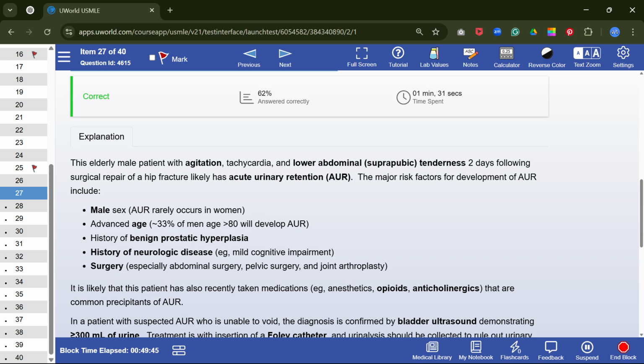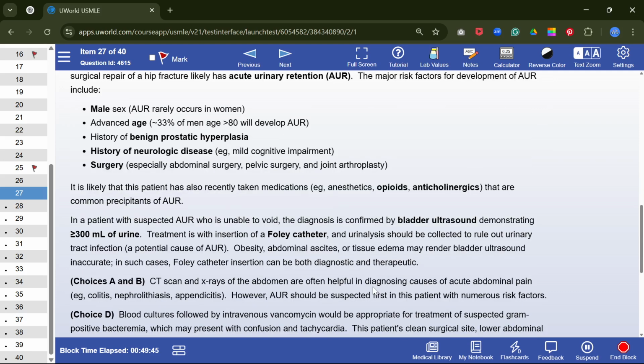The major risk factors for development of acute urinary retention include male sex, since it rarely occurs in women, advanced age, history of BPH, history of neurologic disease, and surgery. It is likely that this patient has recently taken medication, such as anesthetic, opioids, or anticholinergics, that are common precipitants of acute urinary retention.